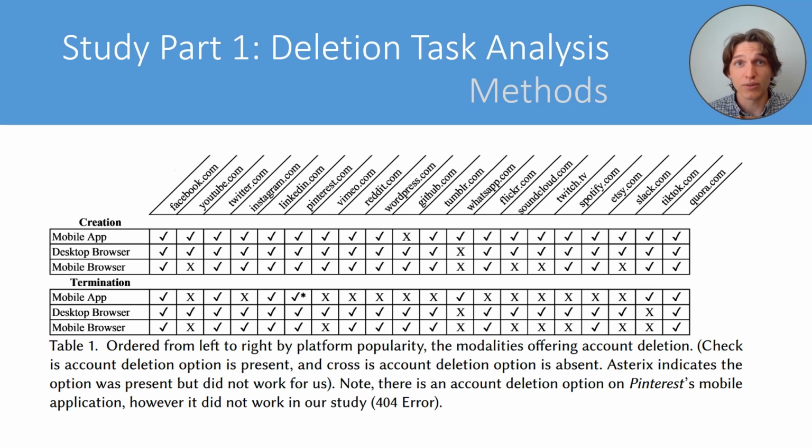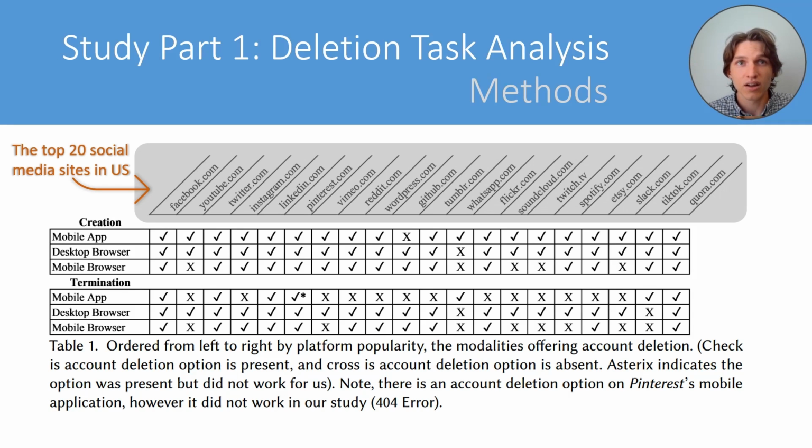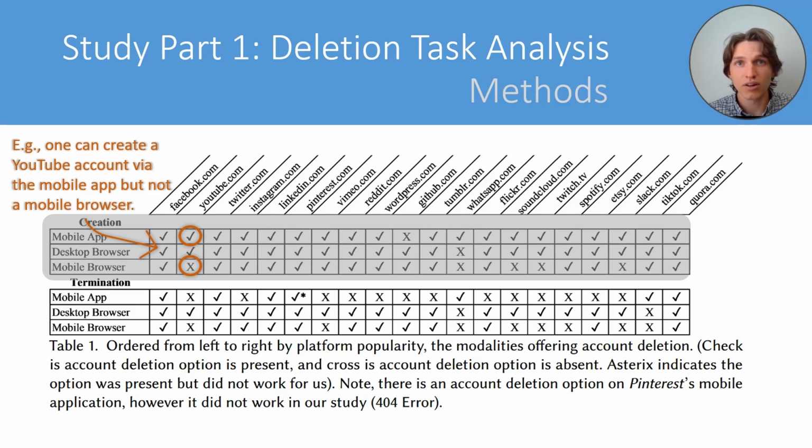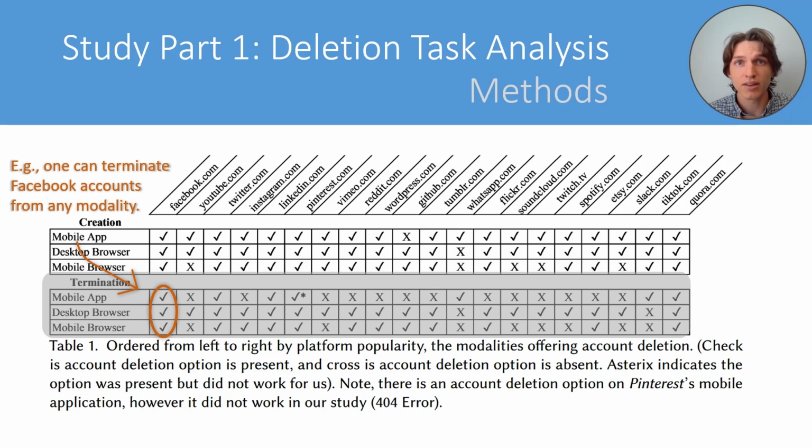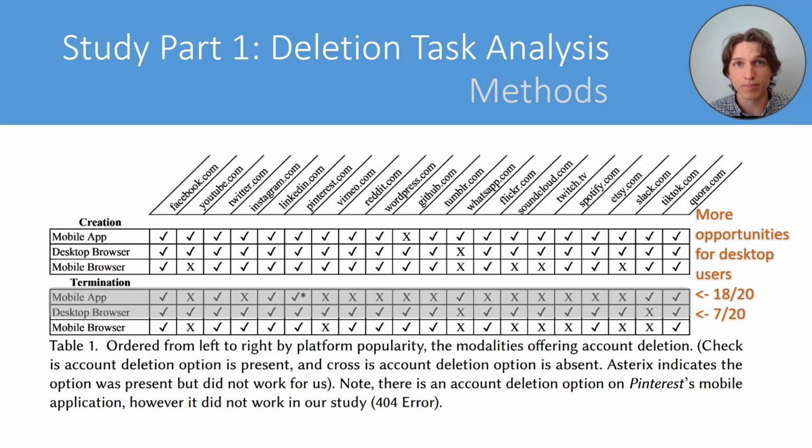Here are all the accounts we created and deleted. Across the top are the social media sites we analyzed in descending order of popularity from left to right. Here, check marks indicate that there is an option to create an account on that modality, and checks on the bottom indicate account termination was available on that modality. In total, we created 53 accounts and terminated 36 of them.